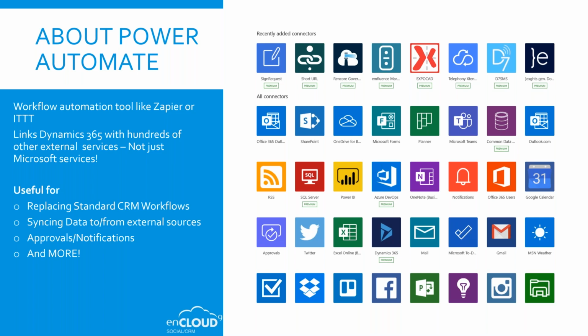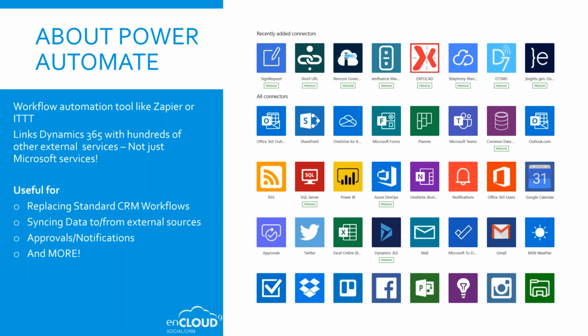Power Automate is a tool from Microsoft that's part of the Power Platform, designed to allow you to integrate applications in many ways. If you look at this screen, this is just a small list of the hundreds of connectors available from Microsoft, but it allows you to integrate applications.